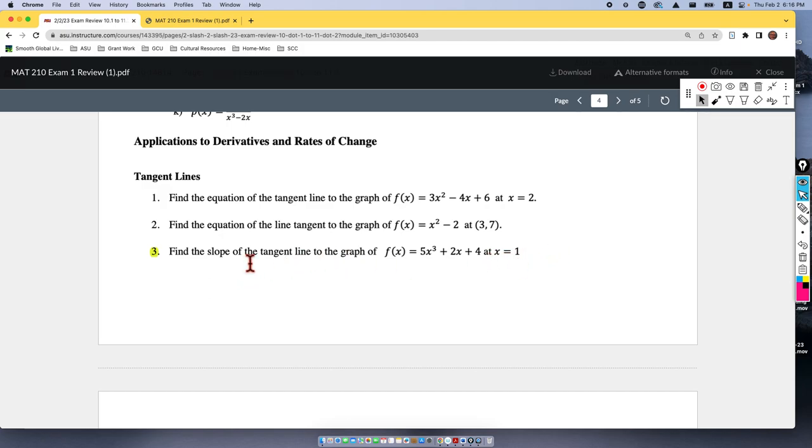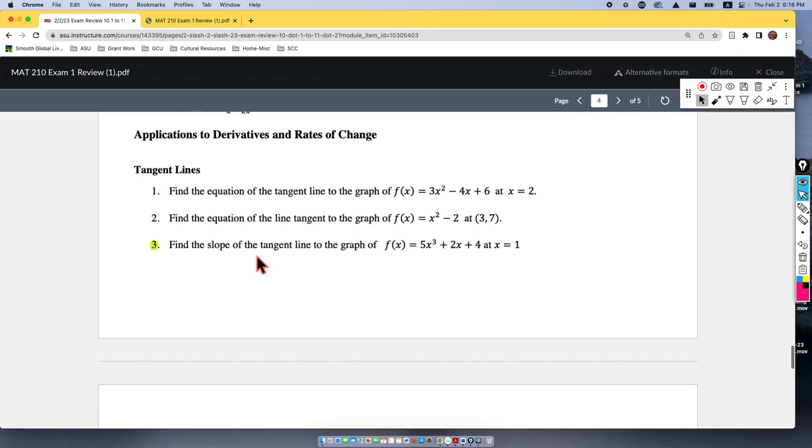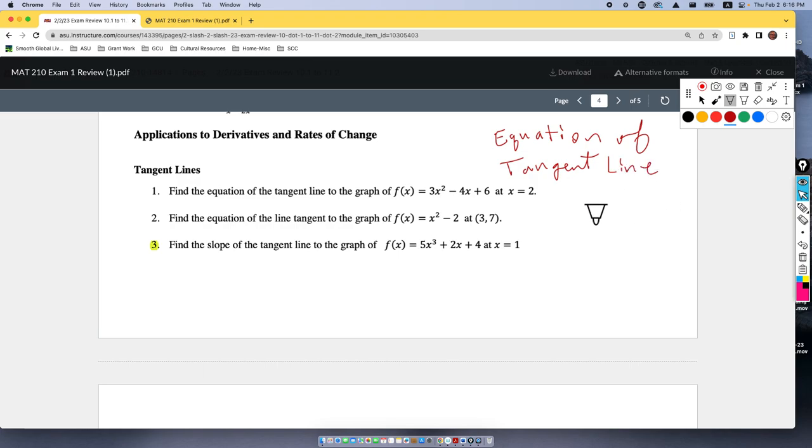Now, if they just ask for the slope of the tangent line, what do we need to get? Just the slope. But I'm going to go ahead. I could work this one and also get the equation of the tangent line. So that's what I would do. We'll go ahead and do that. So the thing to remember, slope. So the equation of a tangent line, equation of any line is y equals mx plus b.